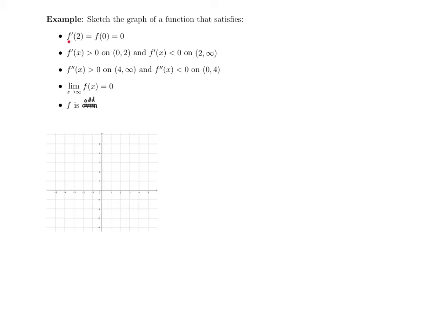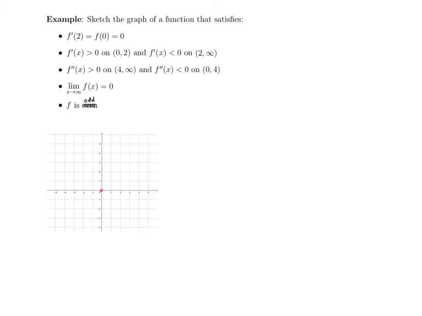So we're told that f prime of 2 is equal to f of 0, which is equal to 0. So the fact that we have f of 0 equals 0 indicates a single point on our curve that we can start with.